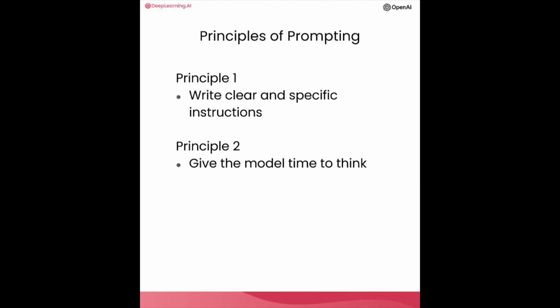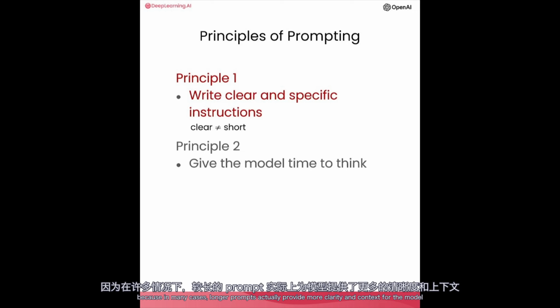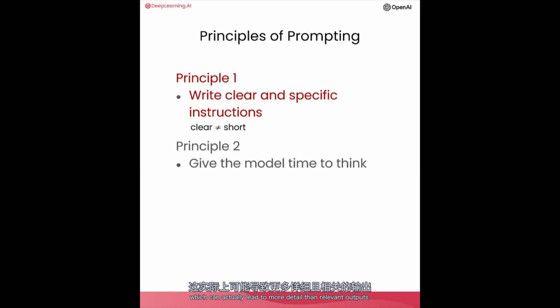Now let's dive into our first principle, which is write clear and specific instructions. You should express what you want a model to do by providing instructions that are as clear and specific as you can possibly make them. This will guide the model towards the desired output and reduce the chance that you get irrelevant or incorrect responses. Don't confuse writing a clear prompt with writing a short prompt, because in many cases, longer prompts actually provide more clarity and context for the model, which can actually lead to more detailed and relevant outputs.